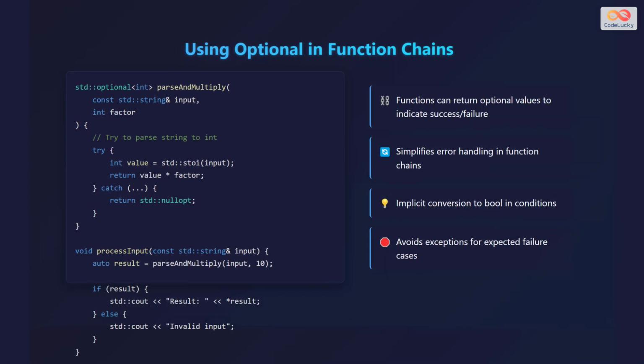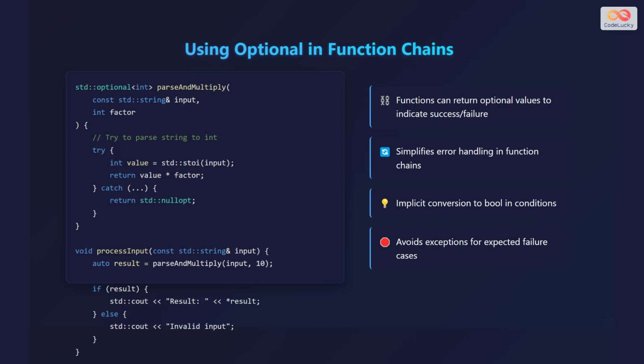Let's see how to use std::optional in function chains. The parse and multiply function takes a string and an integer factor as input and returns a std::optional<int>. It tries to convert the input string to an integer using the std::stoi function. If the conversion is successful, it multiplies the integer by the factor and returns the result. If an exception occurs during the conversion, it returns std::nullopt.